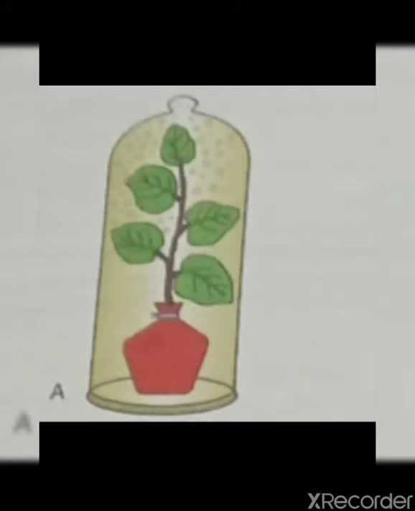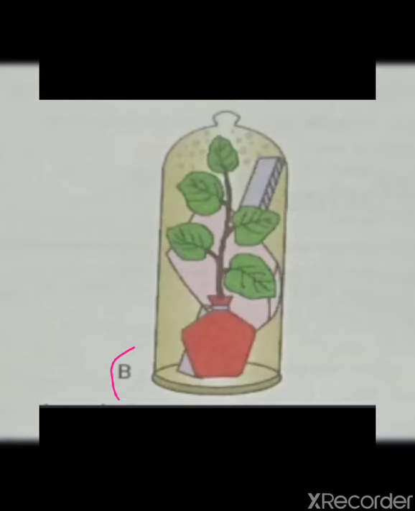When we see first bell jar A, we can easily see water vapor condensing on its inner walls. Now what about bell jar B? In this also we can see similar condensation, and at the same time the blue cobalt paper will be turned into pink color. Is it clear? Due to this moisture.